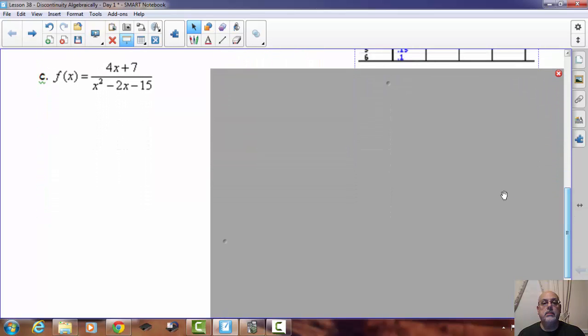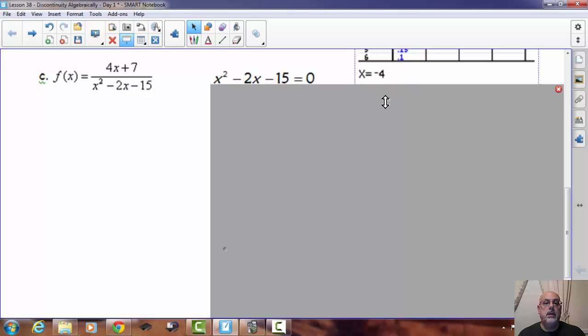Let's do one more. I want you to work on this on your own. I'll get you started. x squared minus 2x minus 15. Factor that, set the factors equal to 0, and you come up with the values of x where our function is discontinuous. So if you need to right now, you should pause the video to work on that problem.